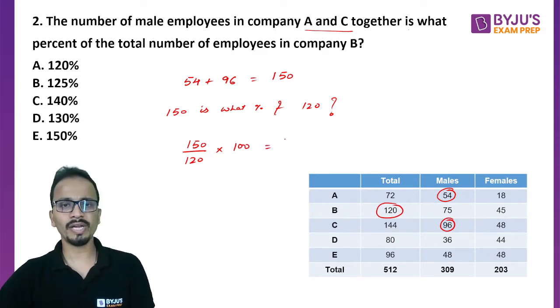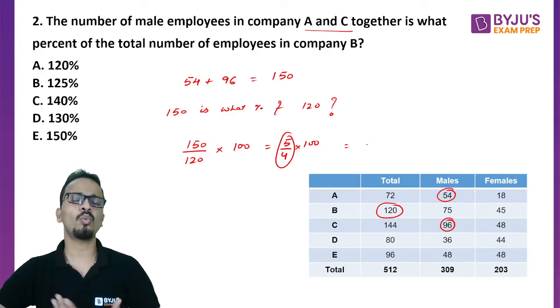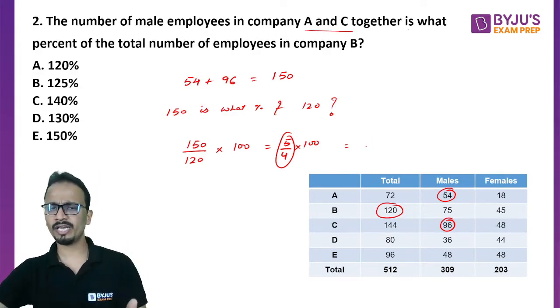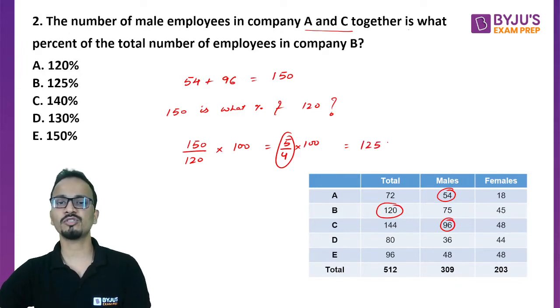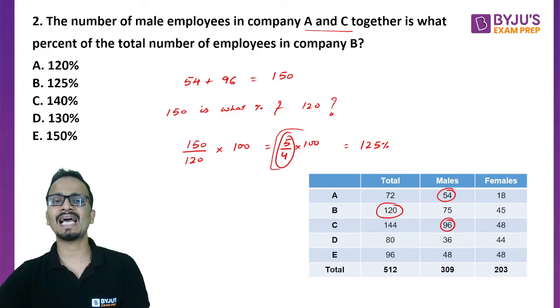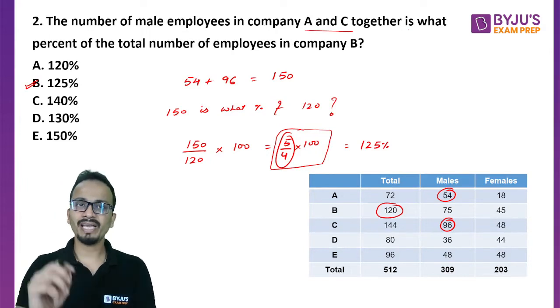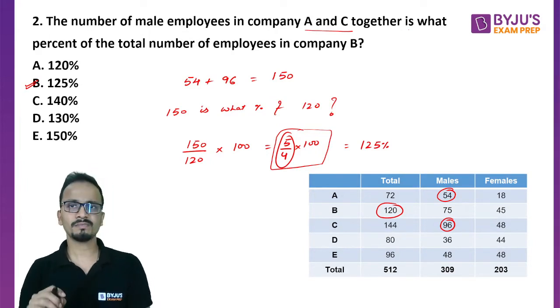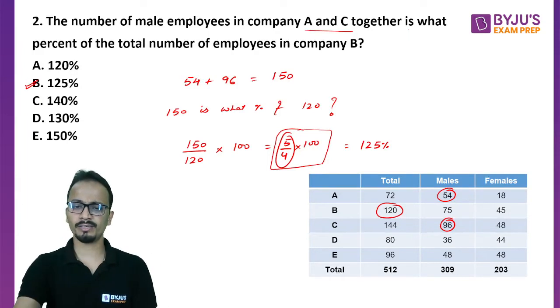Now 150 upon 120 will be 5 upon 4 into 100. If you already have 5 upon 4, you can say that 5 upon 4 is nothing but 125%. So if I convert the fraction 5 by 4 into percentage, it will give me 125%. Otherwise, you can do this entire calculation and you will get the same result. So 125% is the number of male employees in company A and C together as a percentage of total number of employees in company B. Okay, so very basic thing is what we are doing.